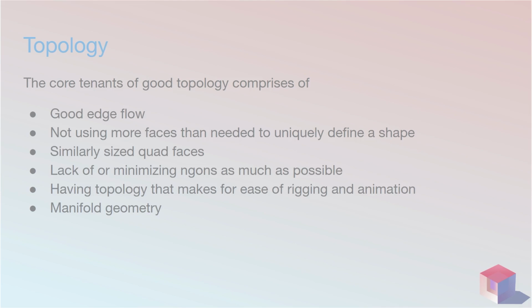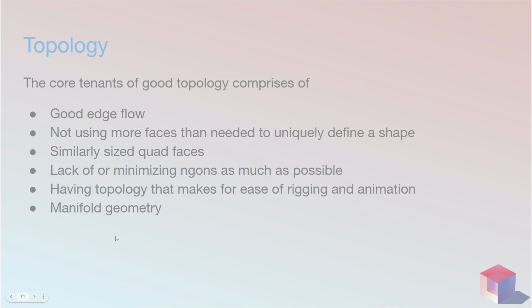Additionally, have similarly sized quad faces. I don't want certain faces to be really, really big and other faces to be really, really small. Generally, you want to keep them around the same size. Additionally, you want to minimize or get rid of as many n-gons as possible. And the reason you want good topology is because it makes it a lot easier when you're rigging and animating and trying to make your 3D model move and deform as well. Also, yeah, manifold geometry.